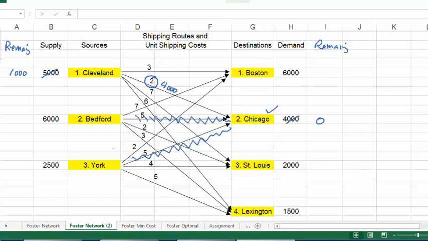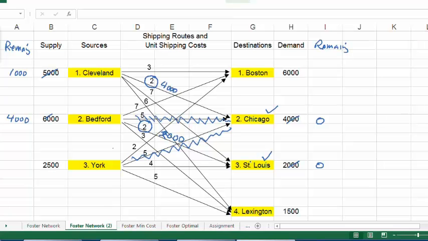Okay. Now let's see. So we got 3 7 6 7 2 3 2 4 5. So here is the next one, 2. And then here we're going to say, well, Bedford has 6,000 and St. Louis needs 2,000. So let's send how many? Let's say 2,000, right? So let's send 2,000 this way. So that would mean St. Louis will be done. And then what about Bedford? 6,000 minus 2,000, and there will be still some left, 4,000 at Bedford.